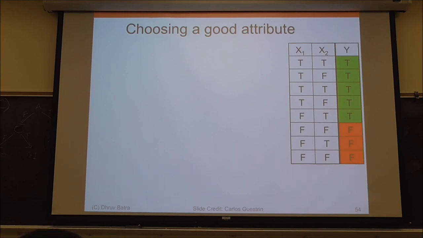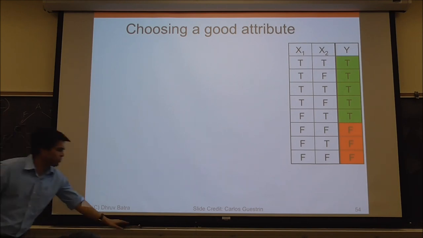For example, in this case, we have two false x1 with true x2. And we have true y and false y. So in this particular case, if x1 is false, all of them will be false, because generally that's the case, even though if you have false, true, there is a 50% chance to have each.